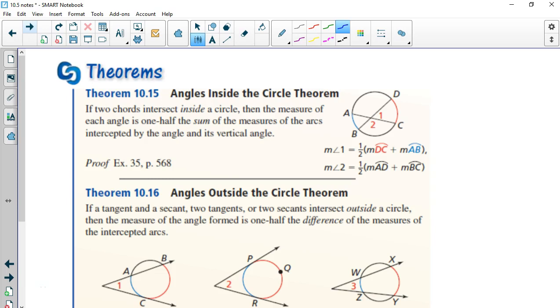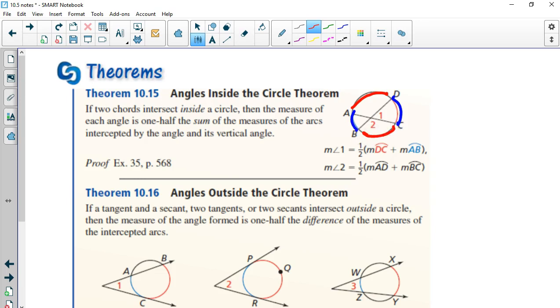So, the measure of angle 1 is 1/2 of this plus this. Okay, so the measure of angle 1 is equal to 1/2 those two arcs. And the measure of angle 2 is 1/2 of this arc and that arc.